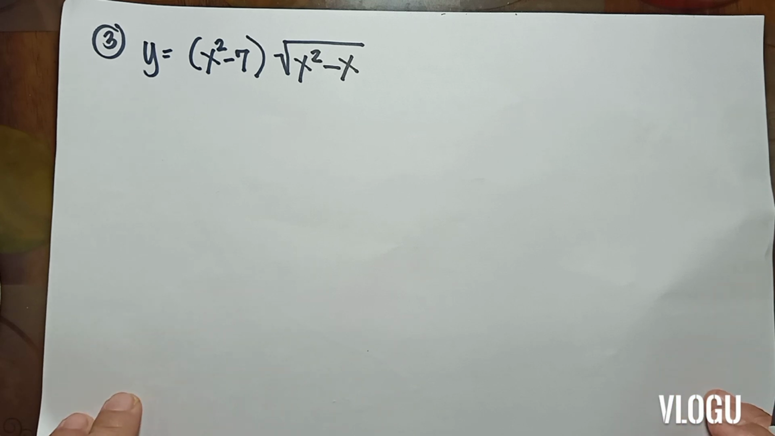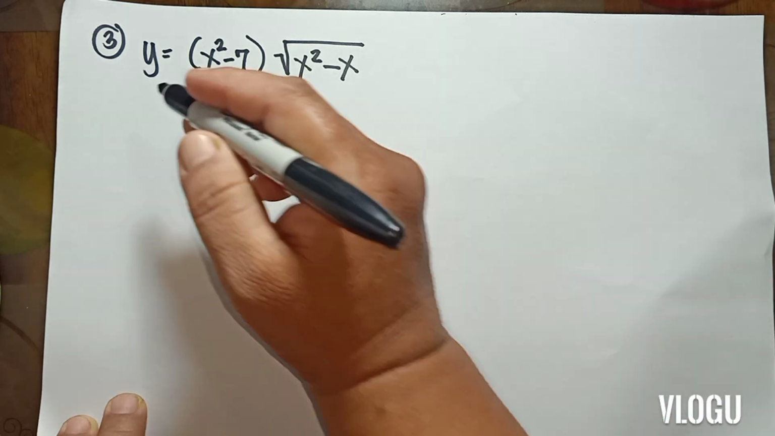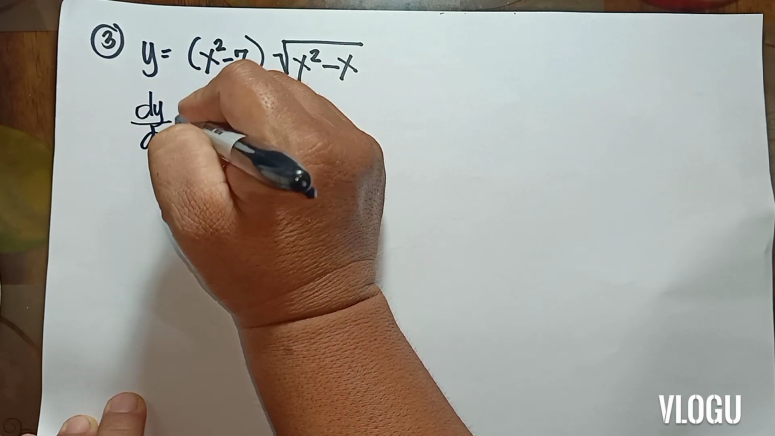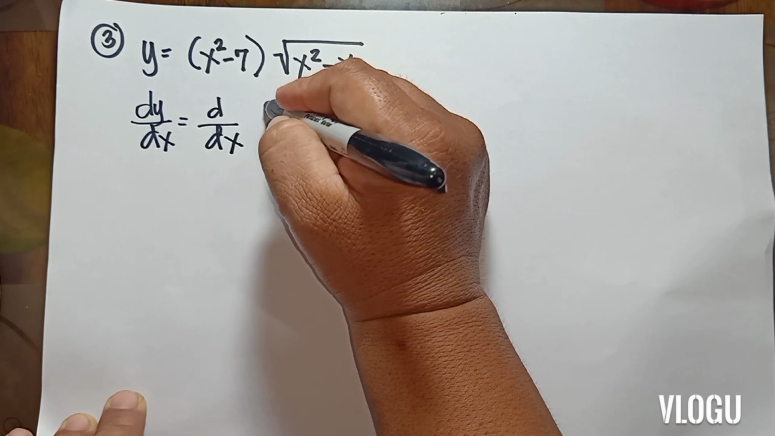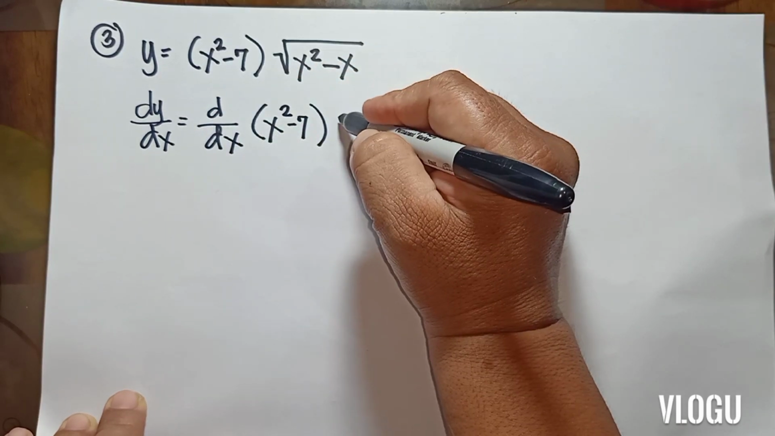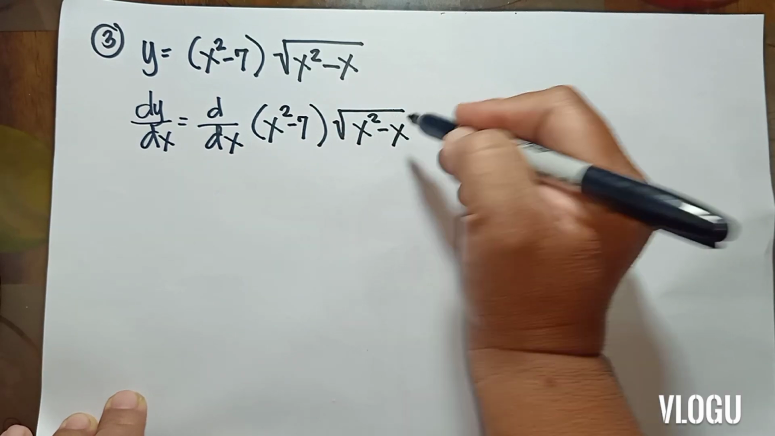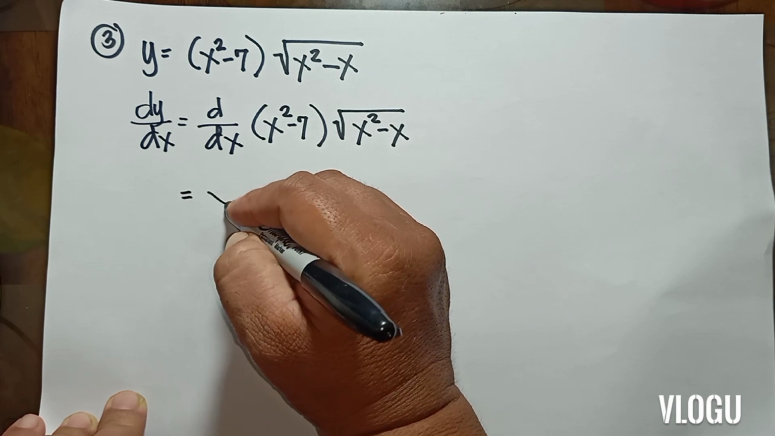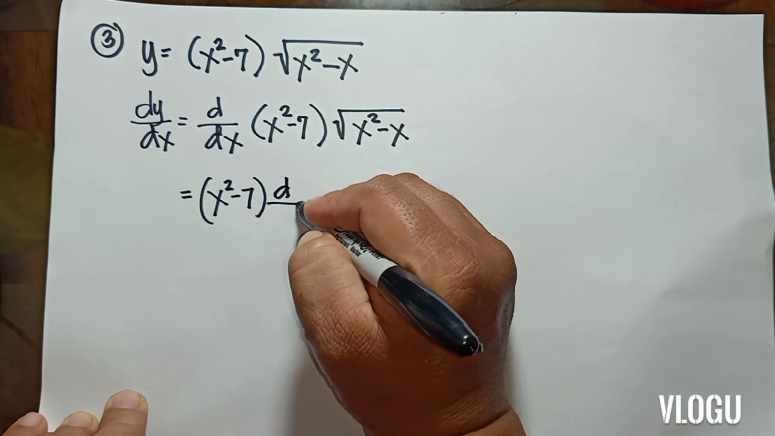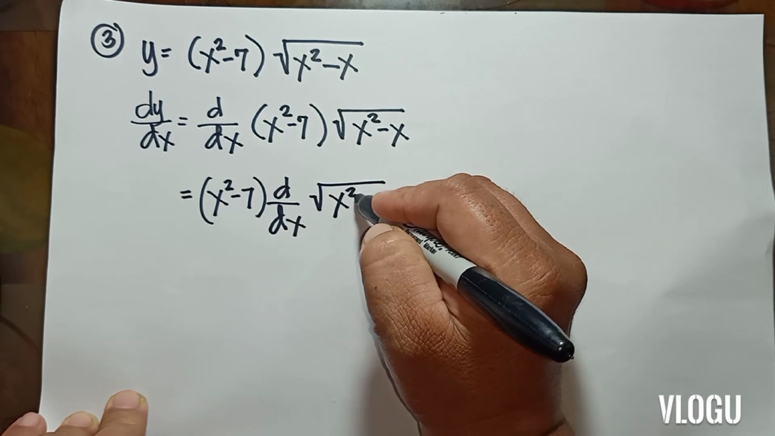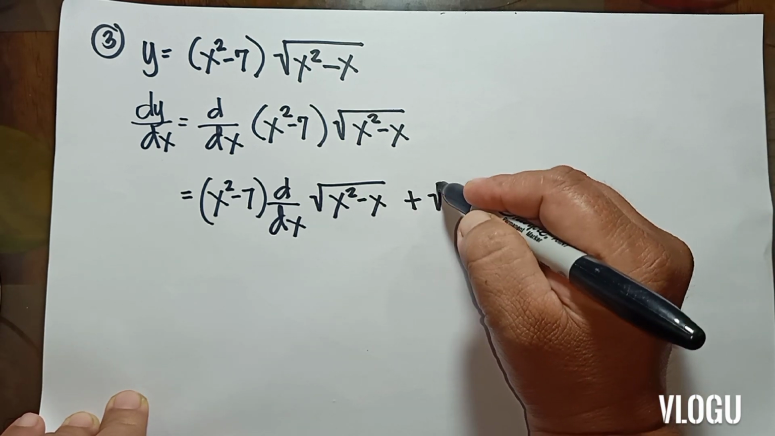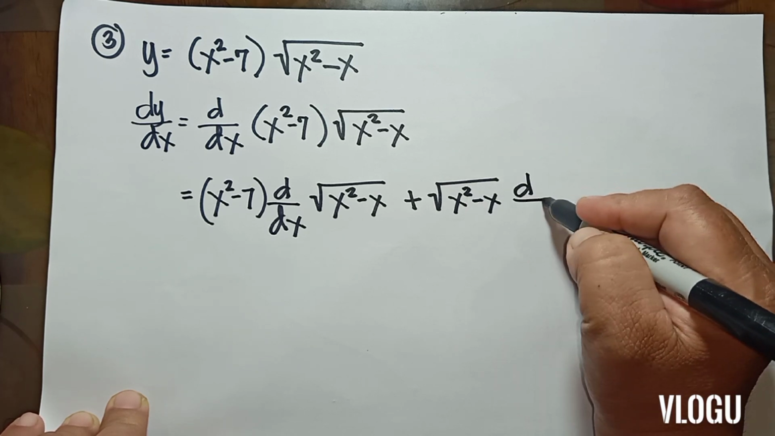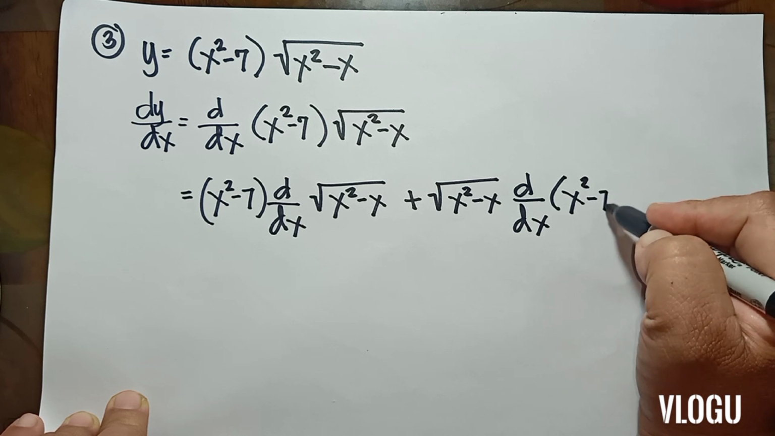Okay, the third example, we have y is equal to x squared minus 7, the square root of x squared minus x. We are going to find dy dx for this given. So therefore, dy over dx, that is d dx of x squared minus 7, the square root of x squared minus x. So we will have x squared minus 7 d dx of the square root of x squared minus x plus the square root of x squared minus x d dx of x squared minus 7.